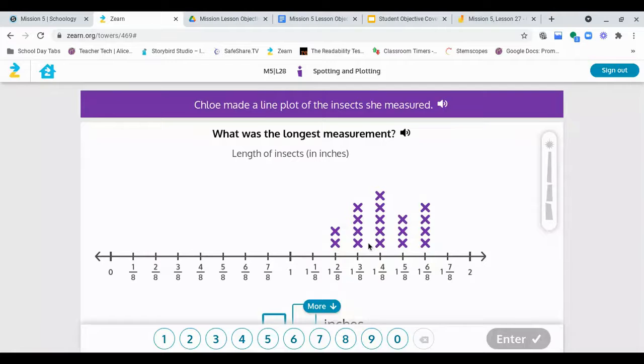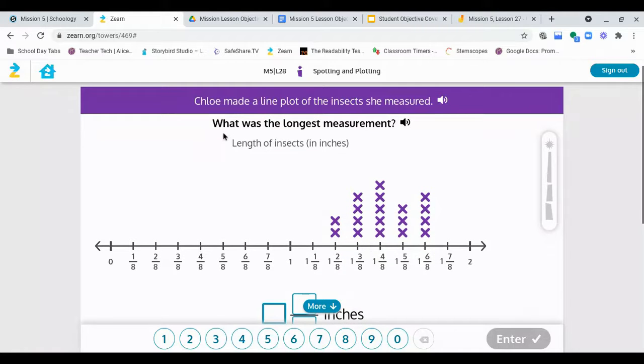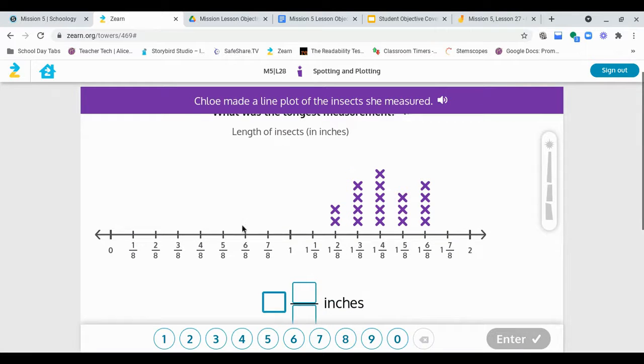All right. Our first one says Chloe, hi Chloe, made a line plot of the insects she measured. And it asks what was the longest measurement. You can see this line plot has the length of insects in inches, so the length in inches of each one. Each X represents an insect that measured that length. When you're making these line plots, each X will represent one of whatever you're doing.